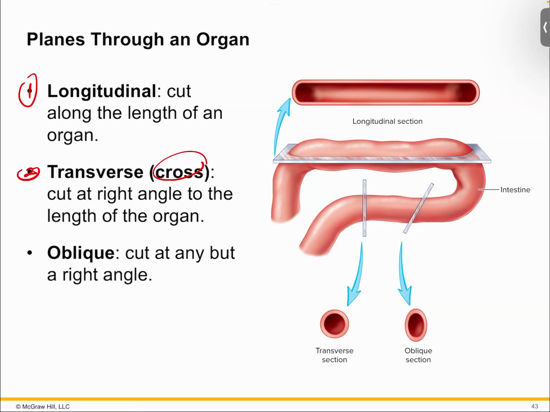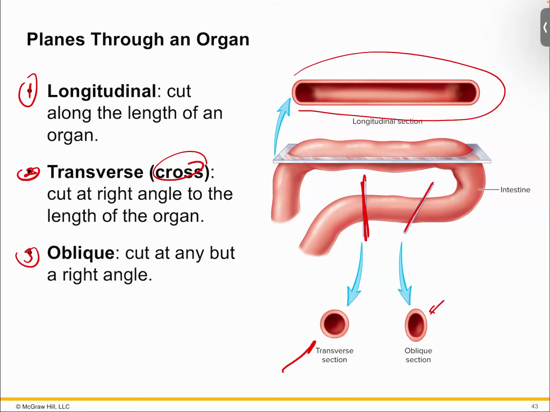A transverse or a cross section is basically when you cut it perpendicular to the length of the organ. They're using intestines here as a good example. And then you still have oblique with this one as well, where you're basically cutting it at an angle. So here you can see you have this long cylindrical looking structure in a longitudinal section. And then other times you see a transverse or a cross section, which gives you that perfect view just through the end of this particular structure. And then of course the oblique will come across more like a little oval.